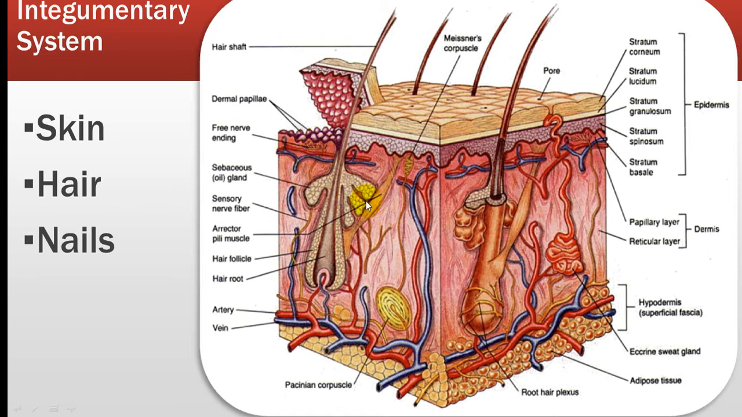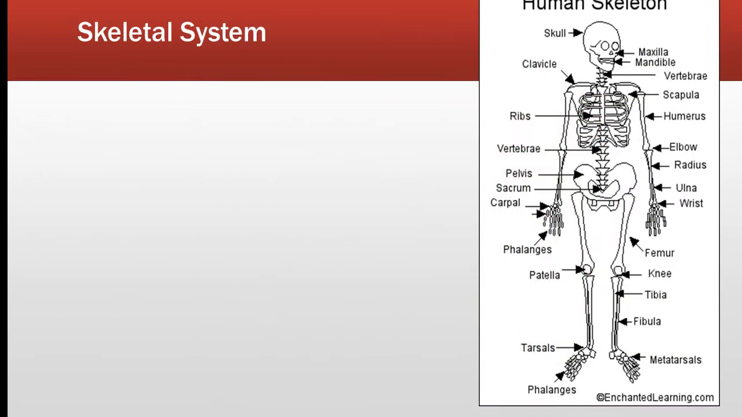Notice also around the hair follicle, we have a gland right here called an oil gland or a sebaceous gland that produces oil that keeps our hair healthy. So it's normal for you to have oily hair. That's good. It keeps your hair healthy. All right. And it's a gland. So we learned about glands too when we talk about anatomy. All right. That's it for the integumentary.